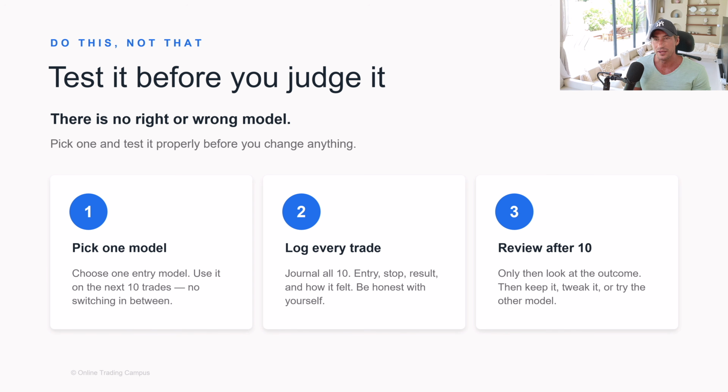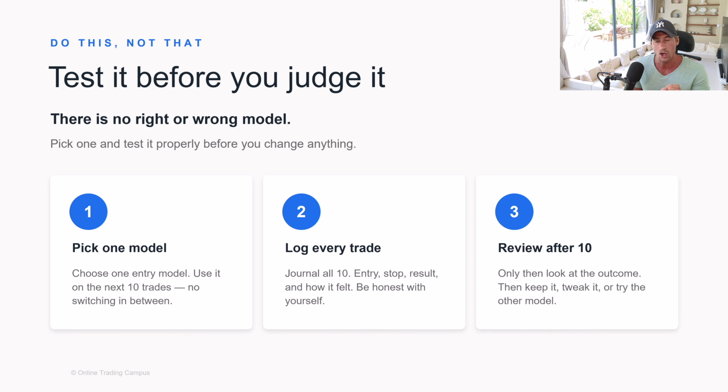And the last big thing, and honestly maybe the most important, there's no right or wrong model here. People always ask me which one is best. It depends on you, your market and your style, so do not guess, test it. Here's how. Step 1, pick one model, just one, and use it on your next 10 trades. Do not switch it in the middle.